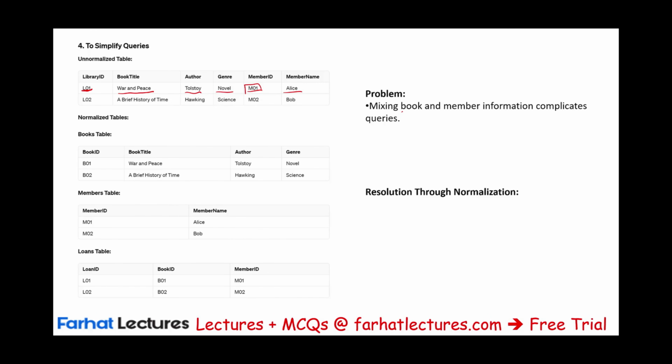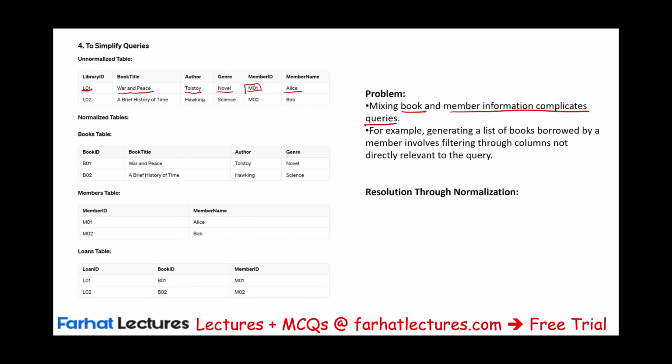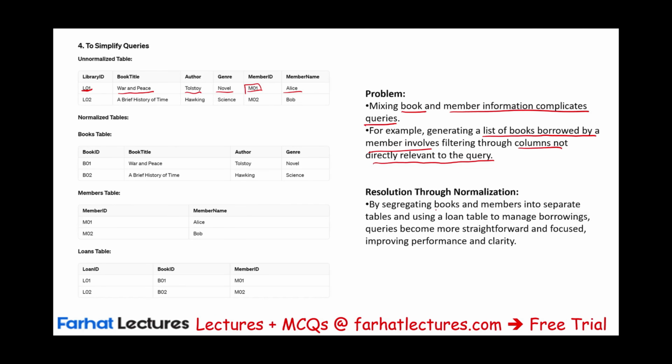Mixing book and member information complicates queries. For example, generating a list of books borrowed by a member involves filtering throughout the columns, not directly through the relevant query. So we're going to have to go through columns to figure out a list of books borrowed by a particular member. So what do we do then? By segregating books and members into separate tables and using a loan table to manage borrowing, queries become more straightforward and focused, improving performance and clarity.